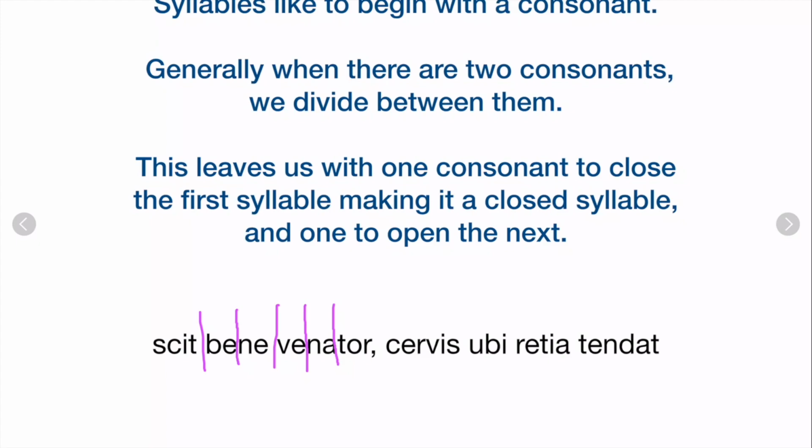Now, look here. We have an R and a C. We're going to divide between them. Okay, so tor. And then here again, we have an R and a V. We're going to divide between them. Didn't do a very good job there. Let's try again. My aim was a little off. There we go. All right.